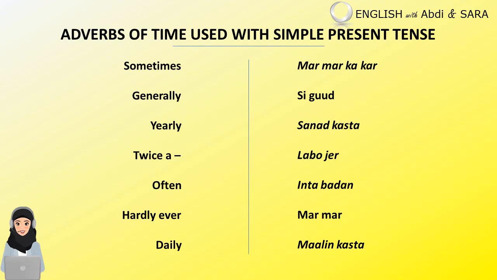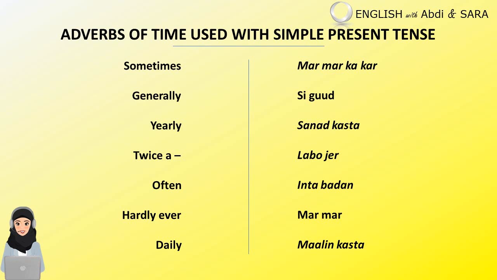Twice. Twice is also an adverb that you must use with another time. You can say twice a day, twice a month, twice a week. So you add another time at the end. Often. Some people like to say often, but the correct pronunciation is often. The T is silent.